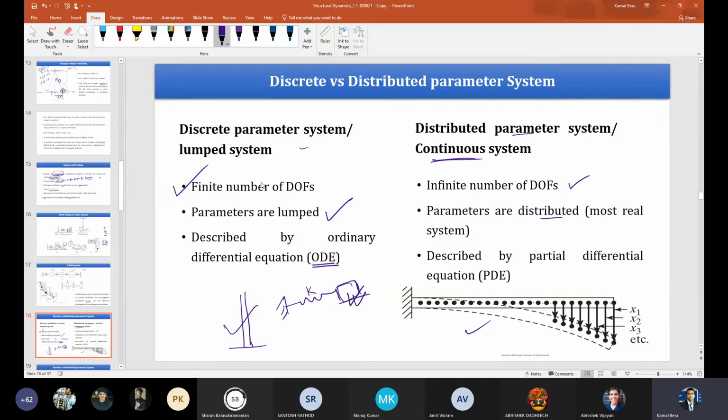Parameters are distributed in most real systems we handle, and the important thing is that they are described by partial differential equations. That we will see at the end of the course, when we discuss the continuous system. First we will discuss the single degree of freedom system, then the multiple degrees of freedom system. Those are all based on the lumped parameter system.